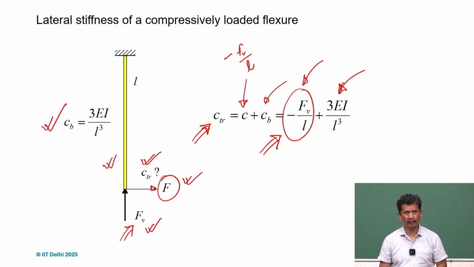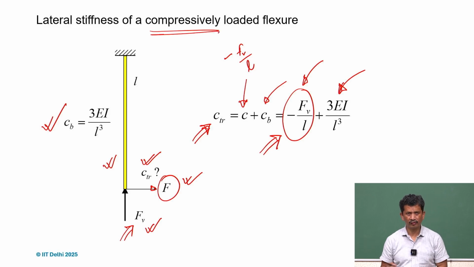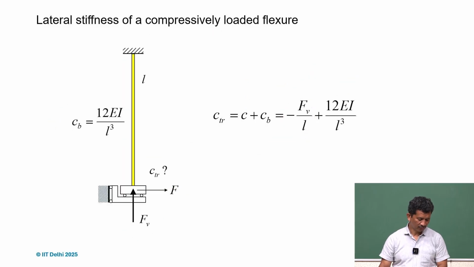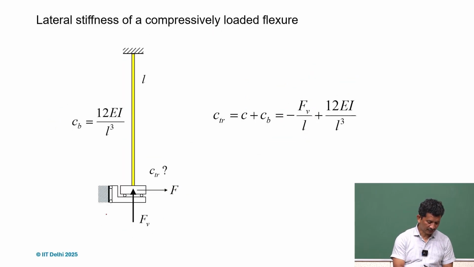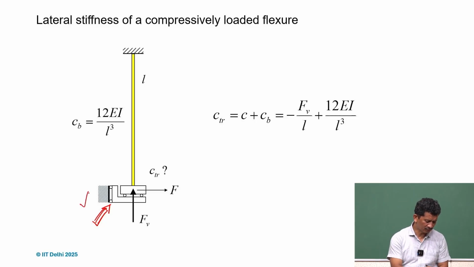So this is for a compressively loaded flexure. So it's a simple cantilever. What happens if we guide the end? In many cases, the flexure members are not working individually, but we are combining them. For instance, in a parallel guidance mechanism, in those kinds of applications, the ends are guided. So we have very much this kind of situation.